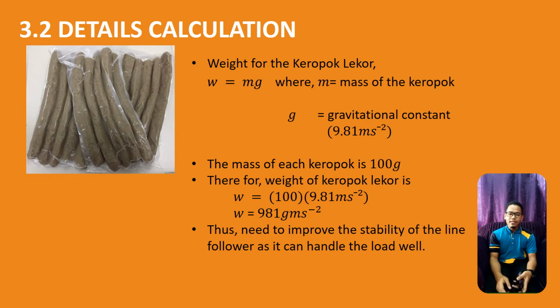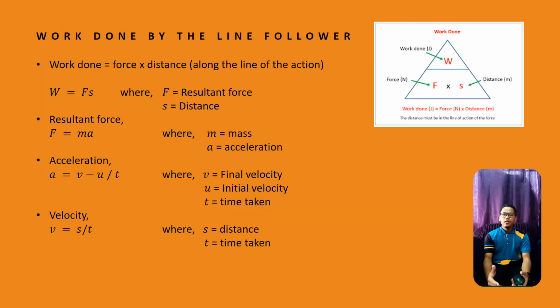Therefore, we will get the value of the weight of the keropok lekor, which is W equals 981 gram meter per second squared. Thus, we need to improve the stability of the line follower so that it can handle the load very well. For the next one, we will calculate the work done by our line follower. As we know, work done is equal to force times the distance along the line of the action.